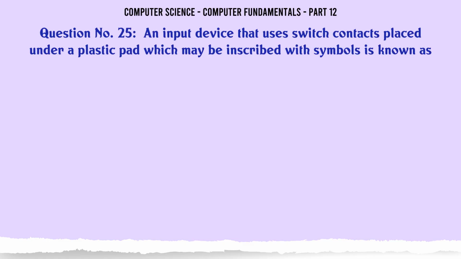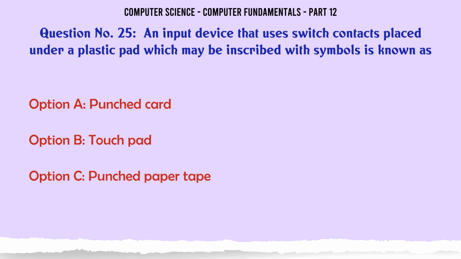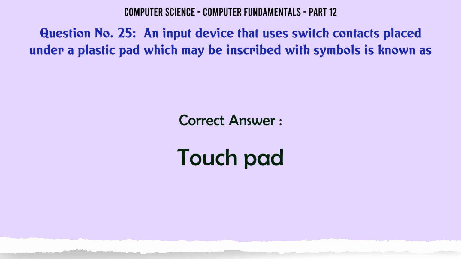An input device that uses switch contacts placed under a plastic pad which may be inscribed with symbols is known as A. Punched card, B. Touchpad, C. Punched paper tape, D. Magnetic disc. The correct answer is touchpad.